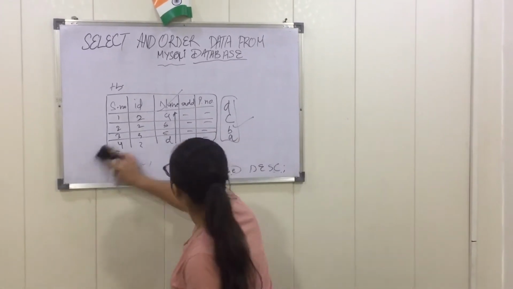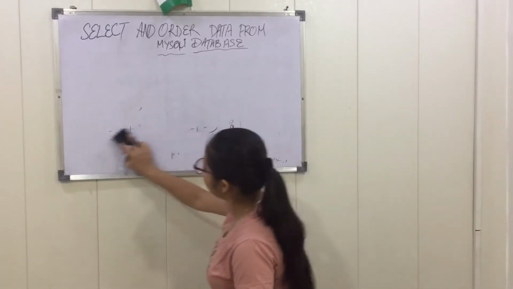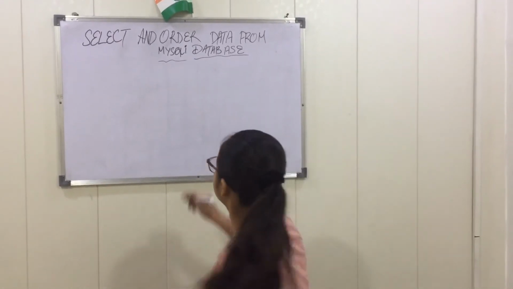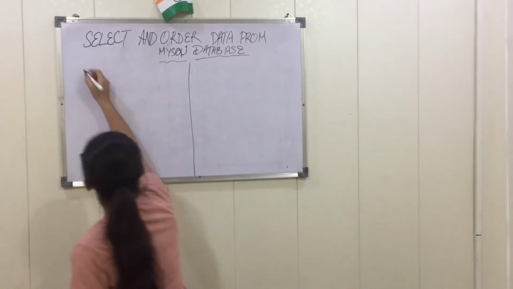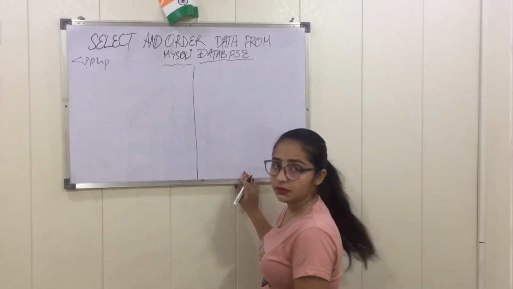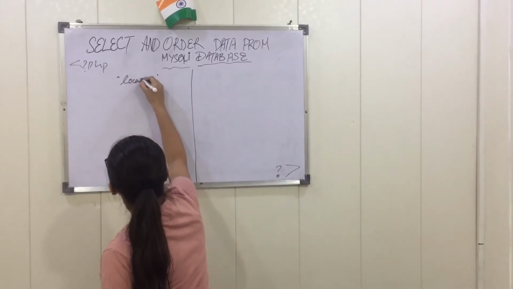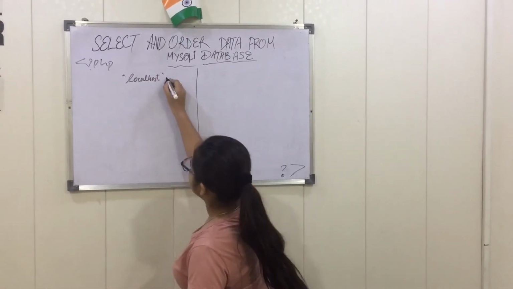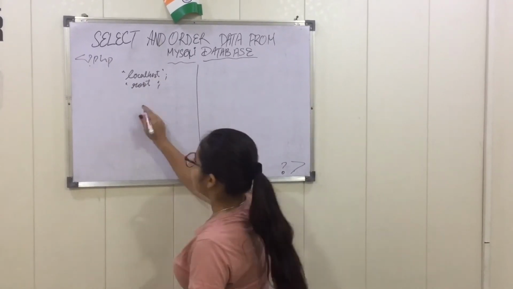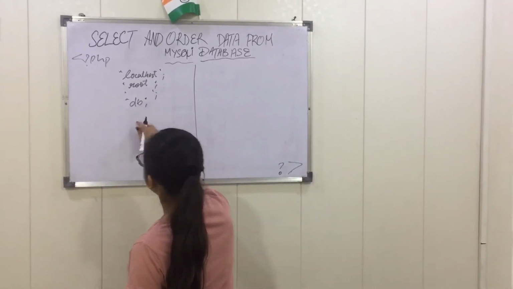So now we will discuss an example of select and order data from the MySQLi database. Always start the PHP tag and close the PHP tag. In between this, we will start the connection. First of all, localhost, that is my server name. After that, root is my default username. After that password, which is empty, and then the database, that is the database name DB.